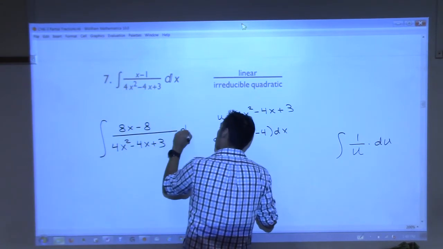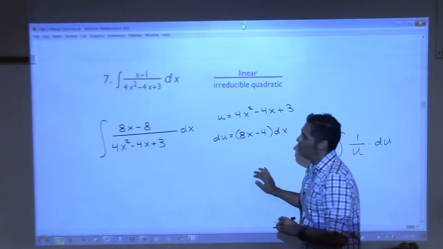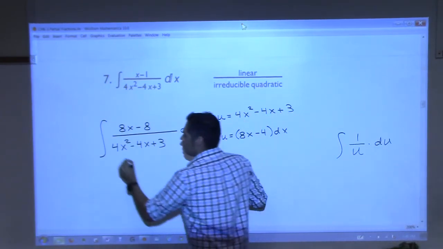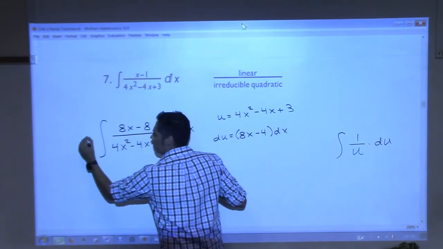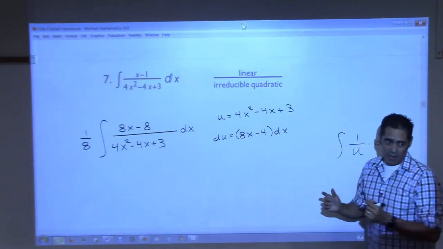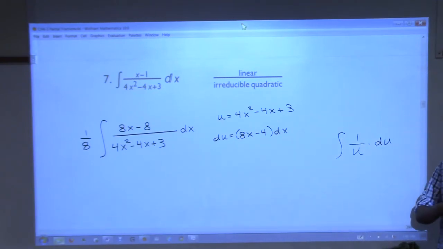So can anyone tell me what I did? I multiplied the top by 8, right? I can't do that. That's against the law. You can't multiply by 8, but you can multiply by 8 and divide by 8 at the same time, right? You can do 8 over 8.